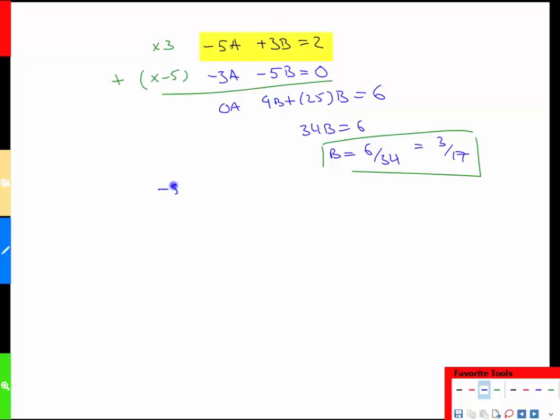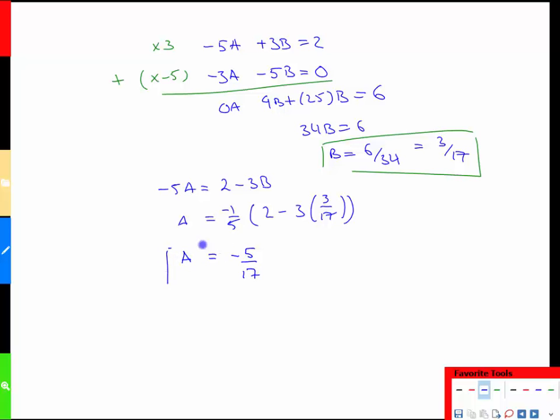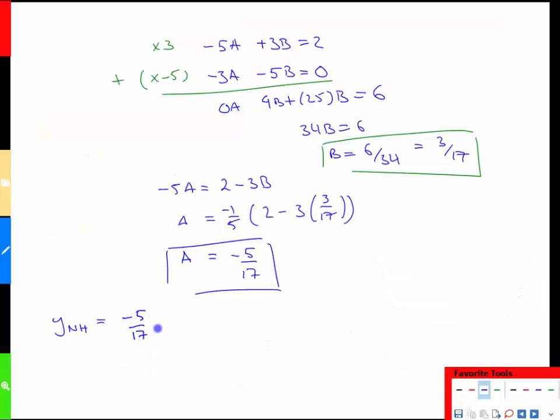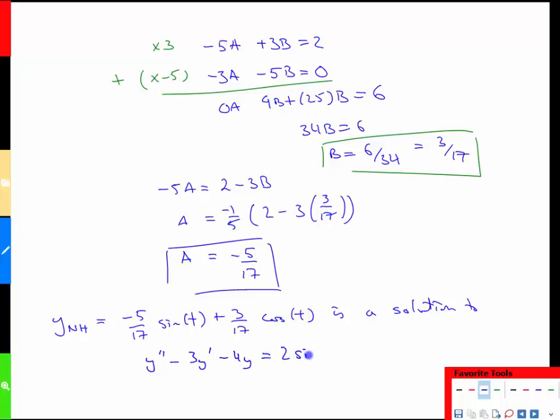And we can then solve for a. Minus 5a, pick either equation, is going to be 2 minus 3b. That's going to be, a is going to be -1/5 times 2 minus 3 times 3 over 17. And with a bit of calculator work, that gives us -5 over 17 as our a value. And so, a solution to the non-homogeneous differential equation is, let's go back and make sure we know what that went with. a was a coefficient of, go back to the top, this was our definition of our solution. The a went with a sine, the b went with the cos. So -5 over 17 sine of t plus 3 over 17 times cos of t is a solution to our differential equation y double prime minus 3y prime minus 4y equals 2 sine of t.